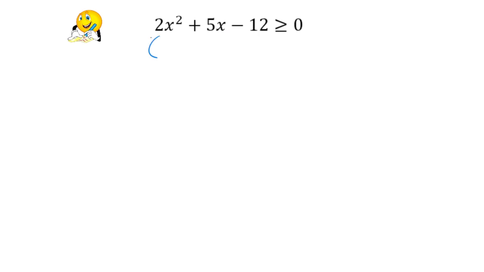First thing we want to do is factor this quadratic. 2x and x. Factors of 12. I think I'm going to want 4 and 3. It's going to be a +8, -3. That's what I want. Greater than or equal to 0. The zeros, the boundary points, I'm going to have 3/2 and -4.